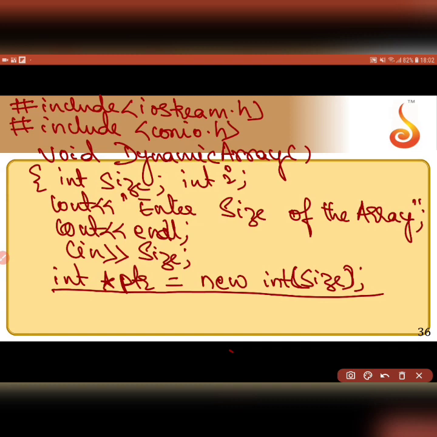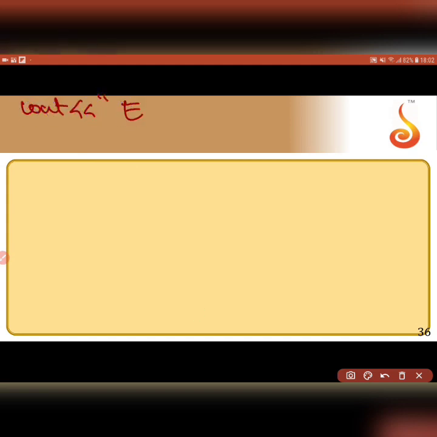After that, what do I need to do? So I have asked the user to enter the size, and I have taken the size, and I have dynamically allocated memory for whatever the array size I have asked, then that many bytes is allocated to ptr. After that, let me continue. Cout, enter array elements, correct?